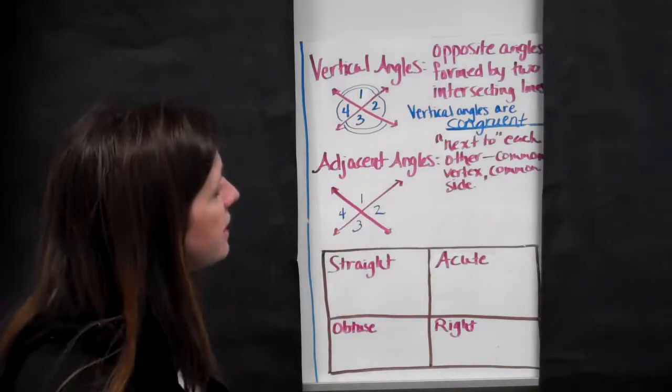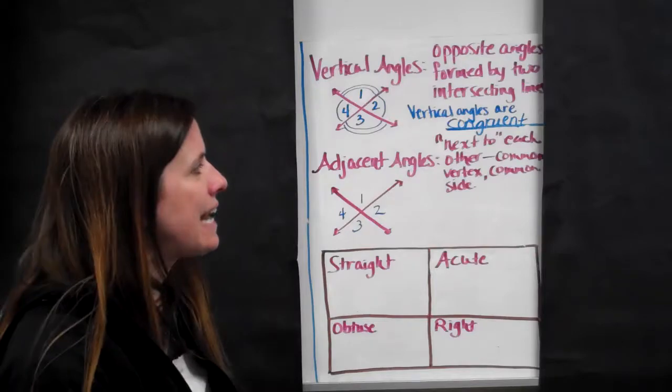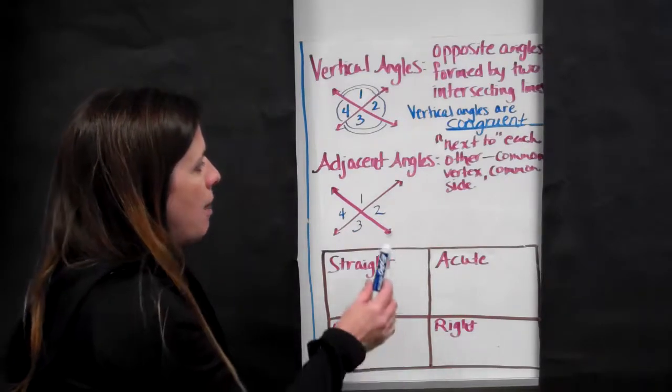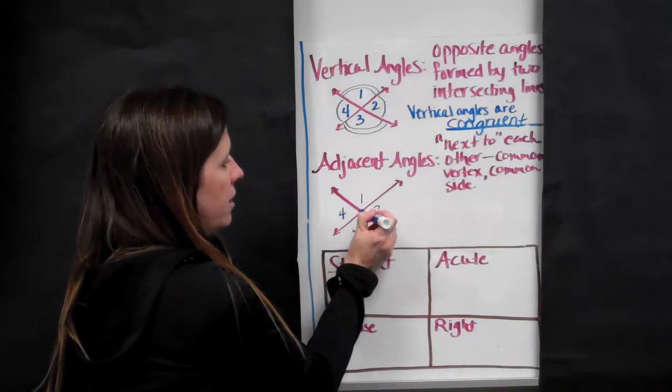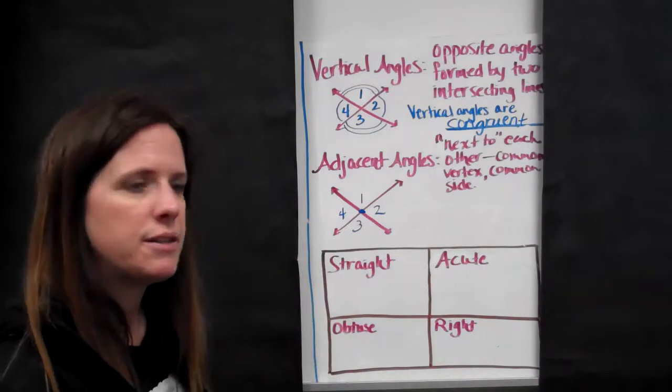We also have adjacent angles. Those angles are next to each other. They share a common side and a common vertex. And a vertex is the point which the angle originates, okay?